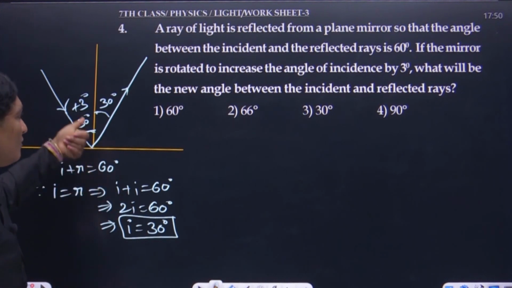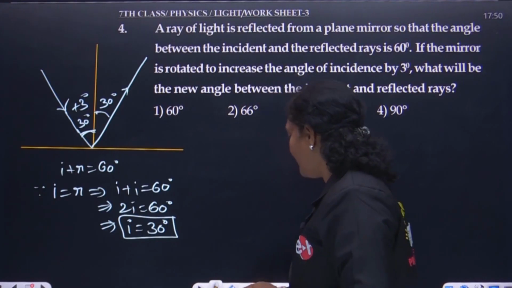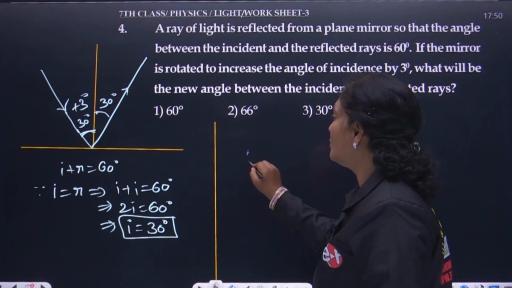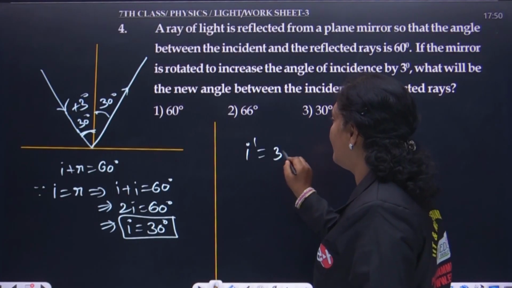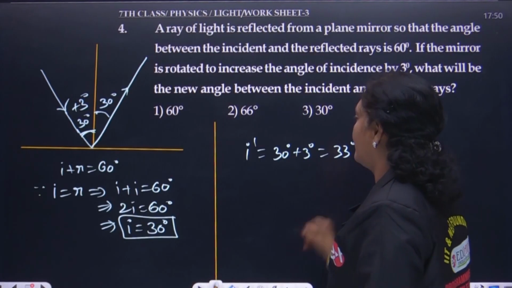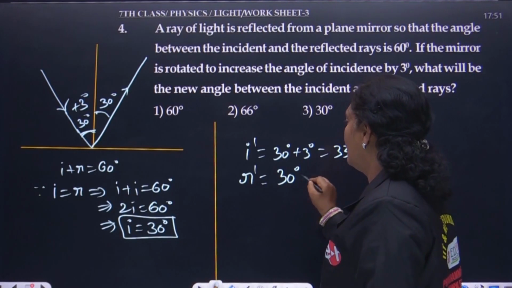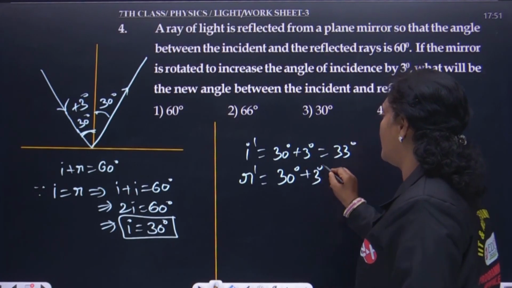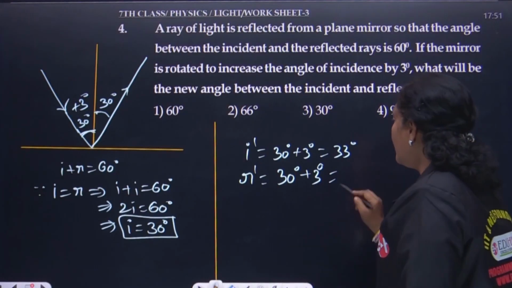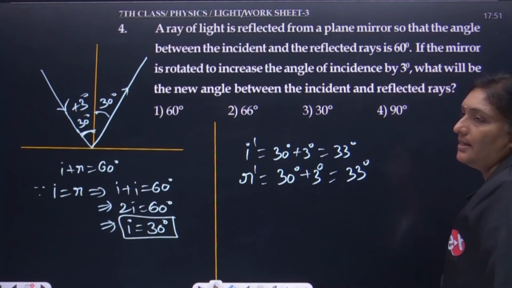Whenever the angle of incidence is increased by 3 degrees, what about the reflected ray? The reflected ray also increases by 3 degrees. So the new position of i dash is 30 degrees plus 3 degrees, that is 33 degrees. Then the new position of the reflected ray is also 30 plus 3 degrees. Now the incident ray has changed.